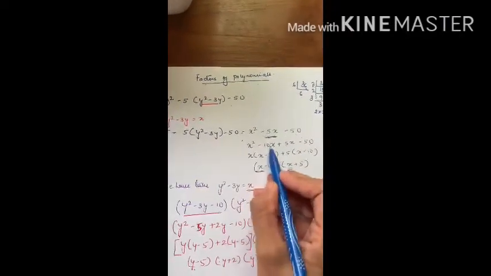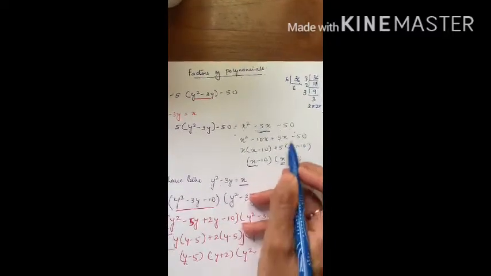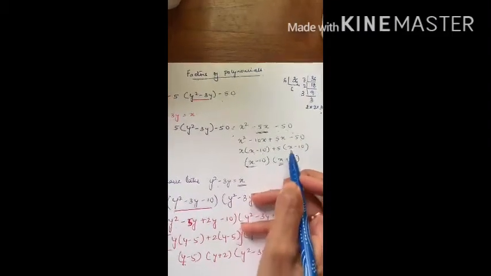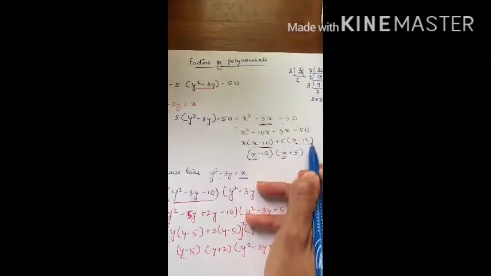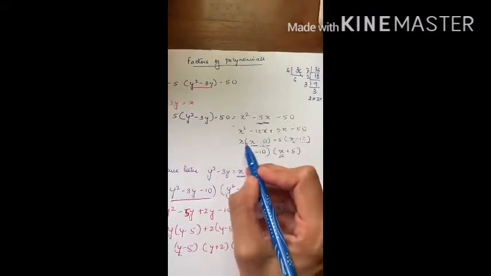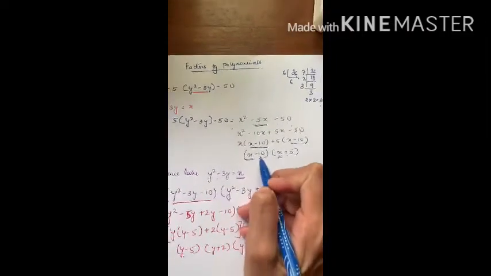Taking common, x is common in these two terms. So x minus 10 plus 5 I have taken common from these two. So x minus 10. Here x minus 10 and x minus 10 is common. So take that out and you are left with x plus 5. So you got two terms now.